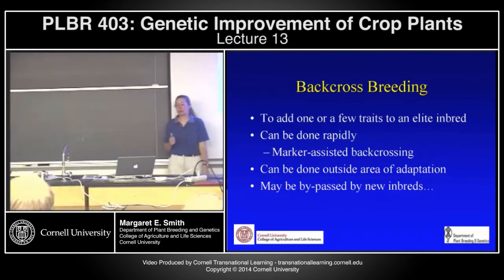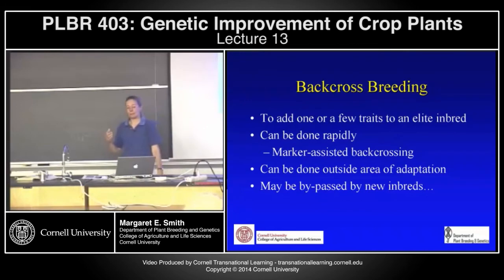You can use markers to do this more rapidly. If you genotype your recurrent parent with markers, you can actually use the markers to select for that recurrent parent genotype and get, with only 2 or 3 backcrosses, to the same place you would get with 5 or 6 in the absence of markers.